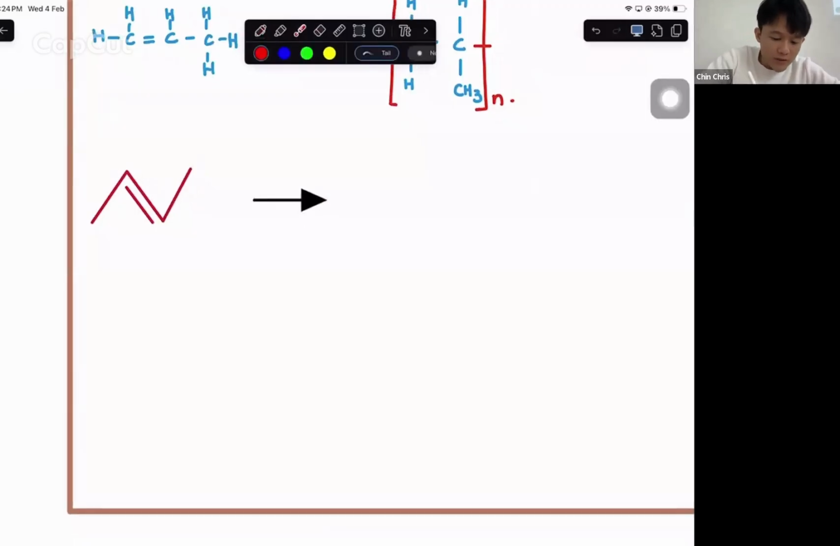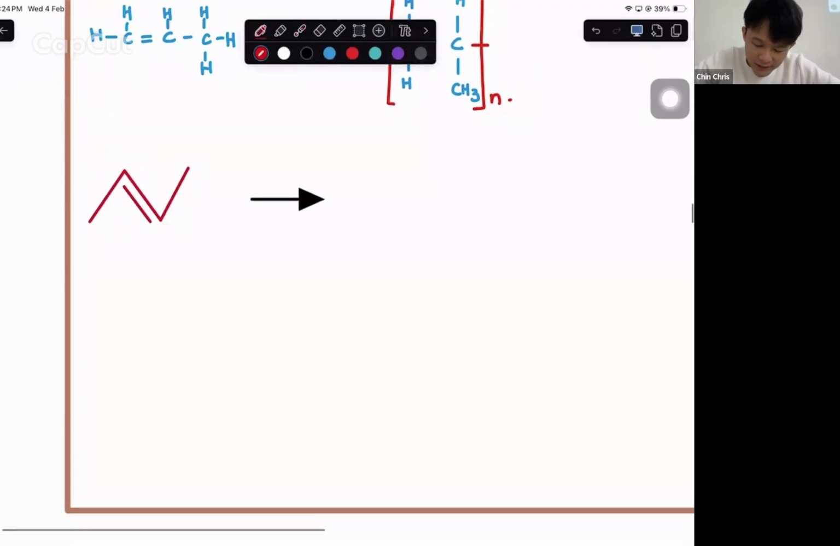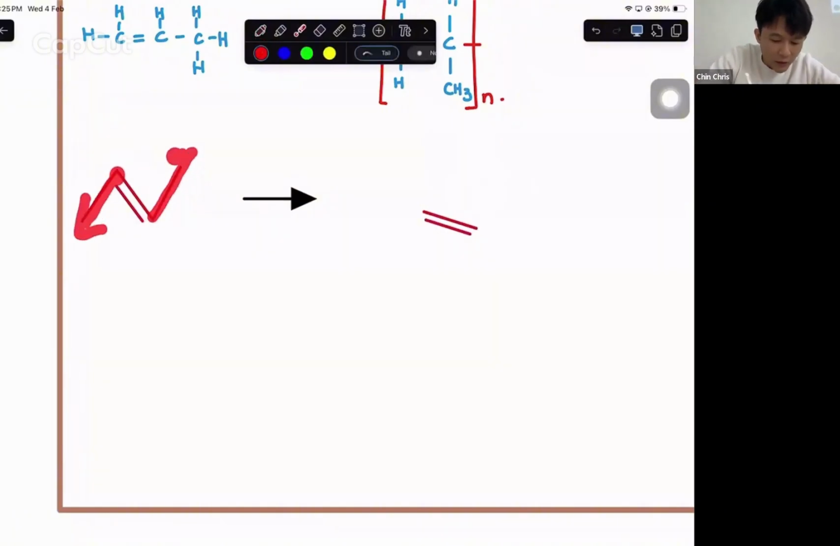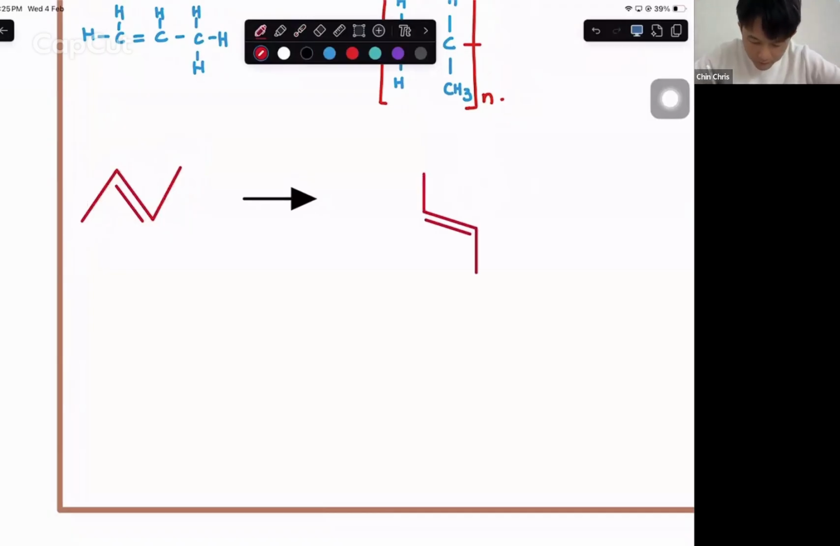Don't worry. First, always start from the double bond. I know that this is my double bond, so I can start from it. You see here, I start from a double bond. From a double bond, there's one leg on the left and another leg on the right. I'm just going to draw one leg on the left and another on the right. That's it.